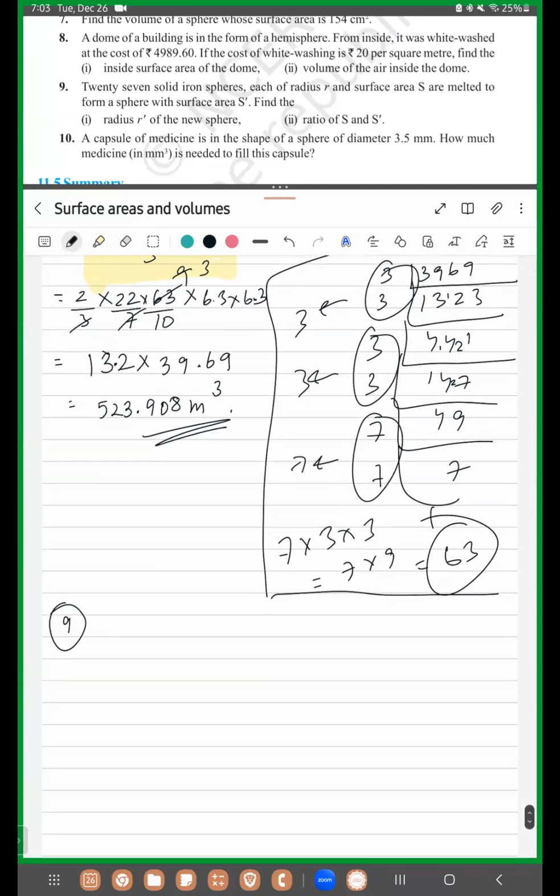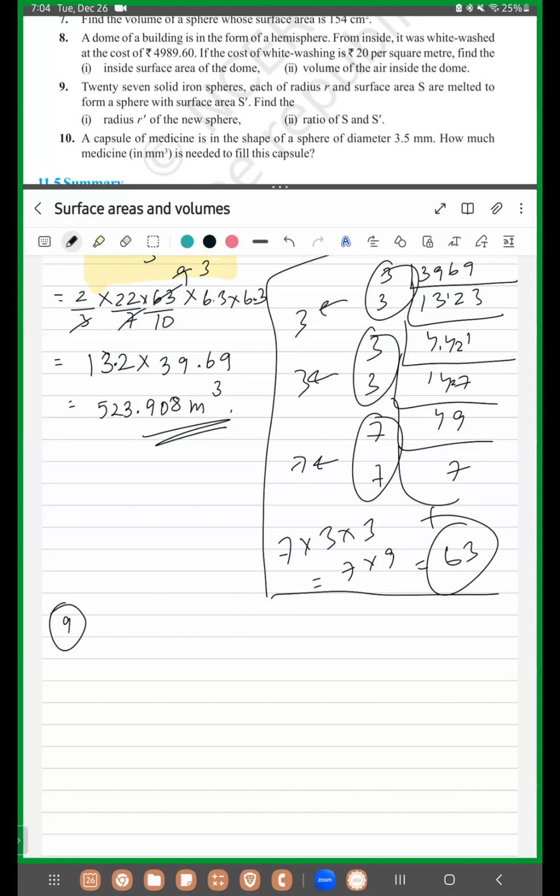In the 9th one, we have 27 solid iron spheres, each of radius r and surface area s. We don't know what the radius is. It could be 5, 6, 7, 9, 10, 12, anything. We have given it a number r. All 27 solid spheres are of the same radius and some surface area.